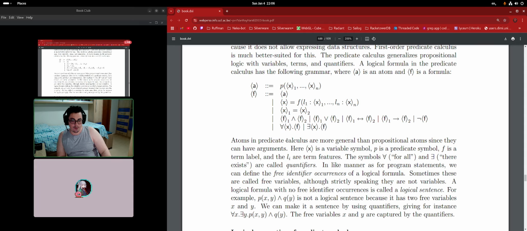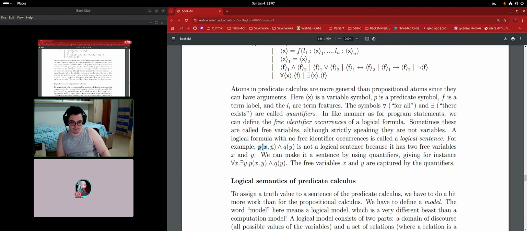Atoms in predicate calculus are more general than propositional atoms since they can have arguments. Here, x is a variable symbol, p is a predicate symbol, f is a term label, and t_i are term features. We have the quantifiers for all and exists. In like manner as for program statements, we can define the free identifier occurrences in a logic formula. If you have something like this, x and y are free, but if you do something like this, now they are bound.